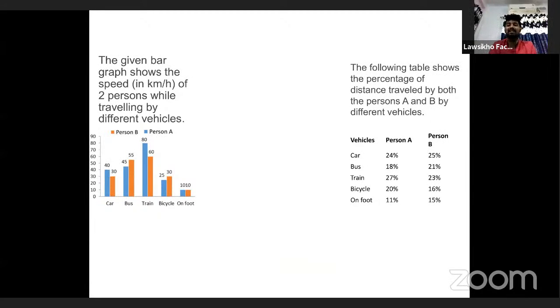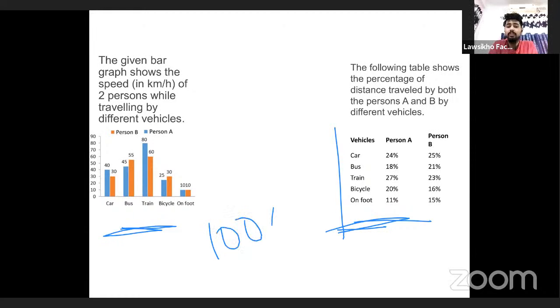So this second table, the following table, shows the percentage of distance traveled by both the persons A and B by different vehicles. And this part we are discussing, DI, is nothing but an intersection or a combination, you can say, between these basic data tables or data graphs and this concept which you have been learning, which is time speed distance. So say out of 100%, which is the entire distance, person A traveled 24% of this entire distance by car, 18% by bus, 27 by train, 20 by bicycle, and 11 by on foot. All right, and similar for person B.